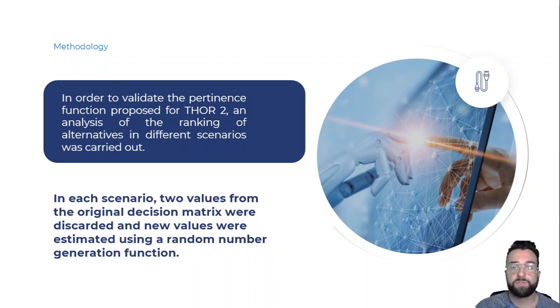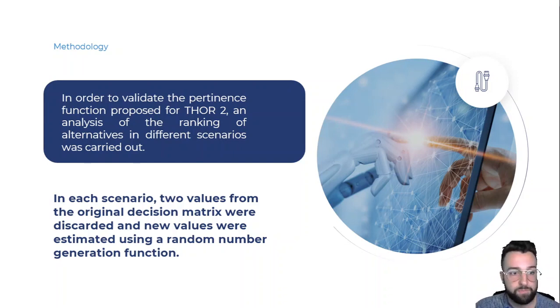So, the analysis aimed to compare the results of the ranking of the alternatives when there is no data with the situation where the decision matrix is complete and all data are available, observing the impact on all of the alternatives. In each scenario, for this purpose, a function of generating random numbers was used to determine the positioning of row and column, or alternative and criterion, of the data to be discarded.